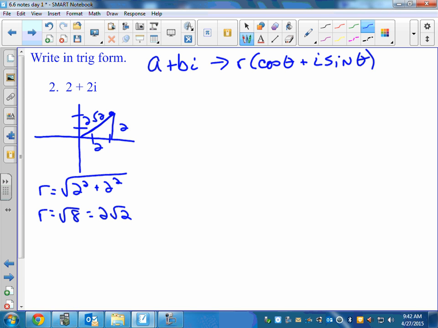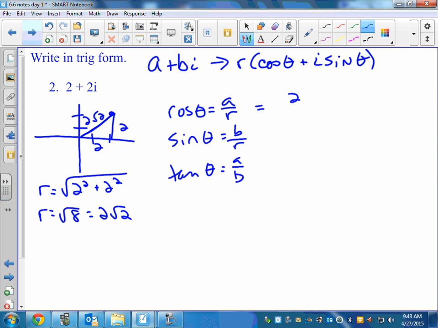You can just use what we know about sine or cosine or tangent, and it doesn't matter which one you do, right? We said cosine of theta would equal a over r, sine of theta equals b over r, and tangent of theta equals b over a. As long as you do it correctly, evaluating any of those will give you the right answer. So I tend to just stick with sine or cosine, but tangent might be the easier one to go here. But if I did cosine, I would get 2 over 2 radical 2, or that's just 1 over the square root of 2.